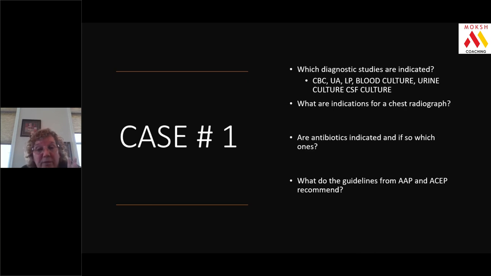So if they have a fever and they're under 29, they get a CBC, a cath urine, a spinal tap, a blood culture, a urine culture, a CSF culture. They also get admitted to the hospital, and I'd say everybody under 29 days gets antibiotics, okay?